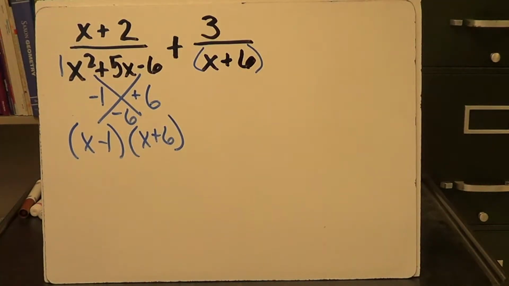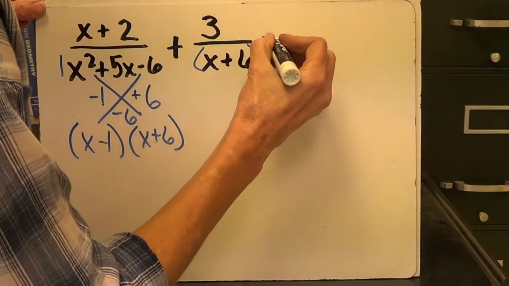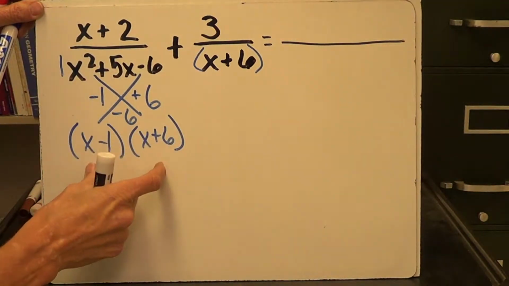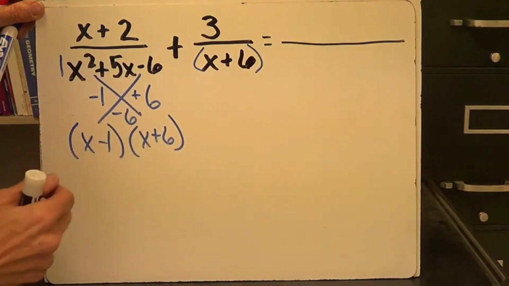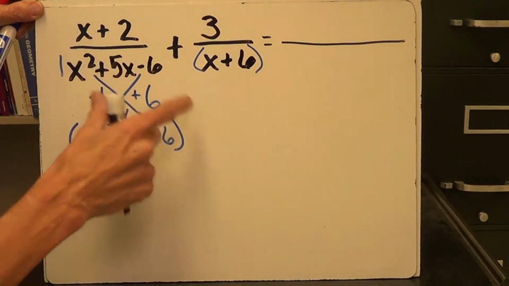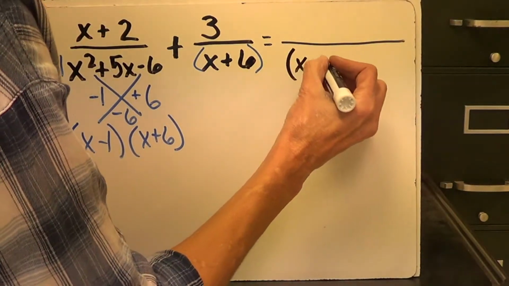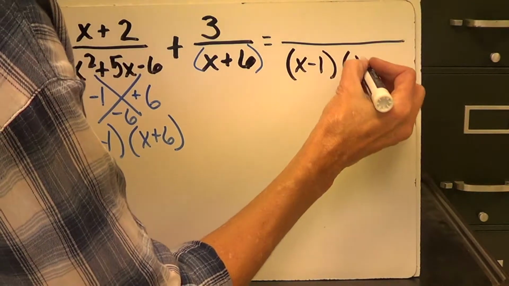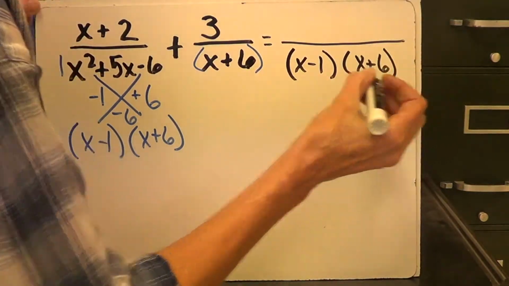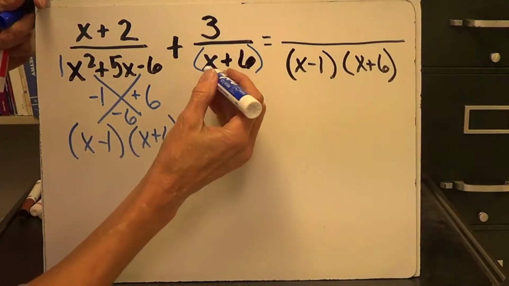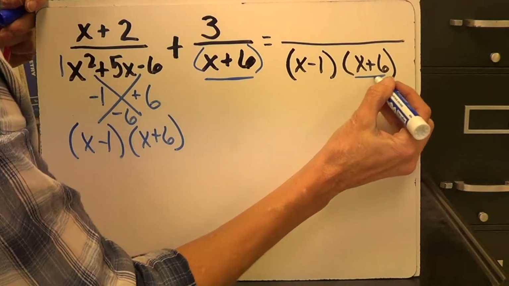So our lowest common denominator has to contain each of the denominators. So in other words, for our lowest common denominator, we have to make sure that this denominator is in there and that this one is in there. So I just take the larger denominator and write it into the answer. So it's x minus 1, x plus 6. Now I look and I see, is my smaller one inside of that? There it is.